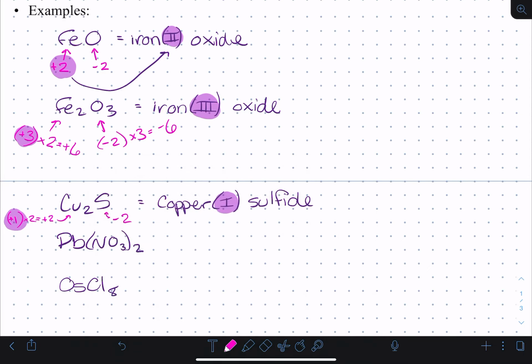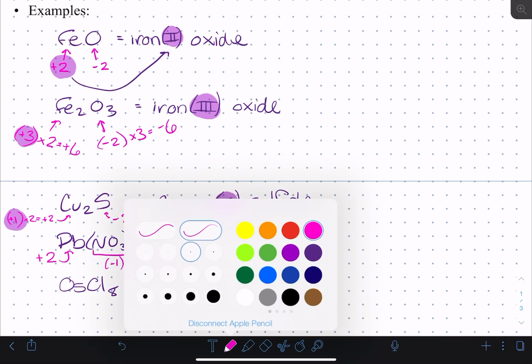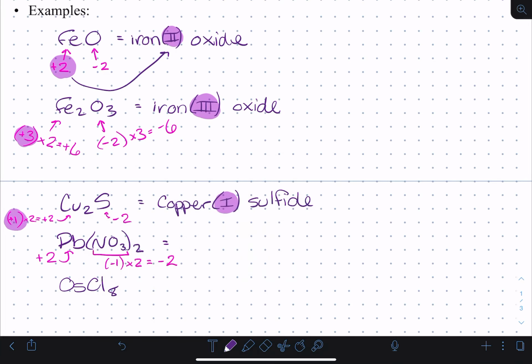So in the next one, nitrate is a polyatomic ion, and that whole thing has a charge of -1, and there are 2 of them in this formula. So in total we have 2 negative charges, means that we need to have 2 positive charges to balance it out. There's only 1 lead ion here, so it must have a +2 charge. So this would be lead(II) nitrate. Charge of +2 becomes Roman numeral 2.